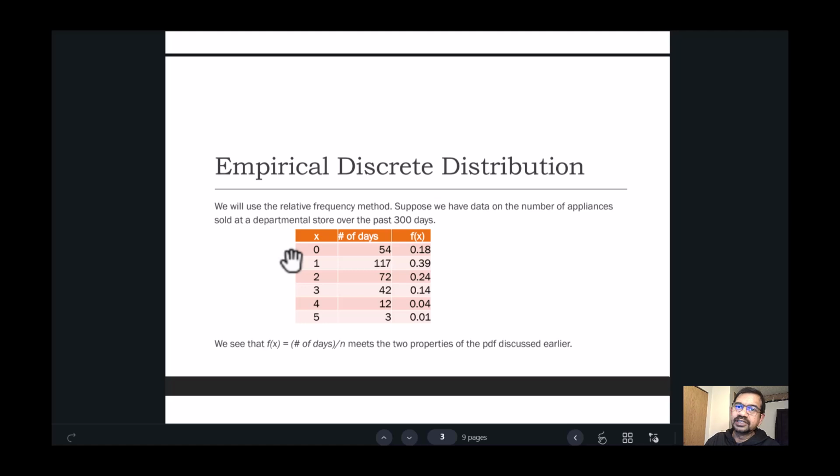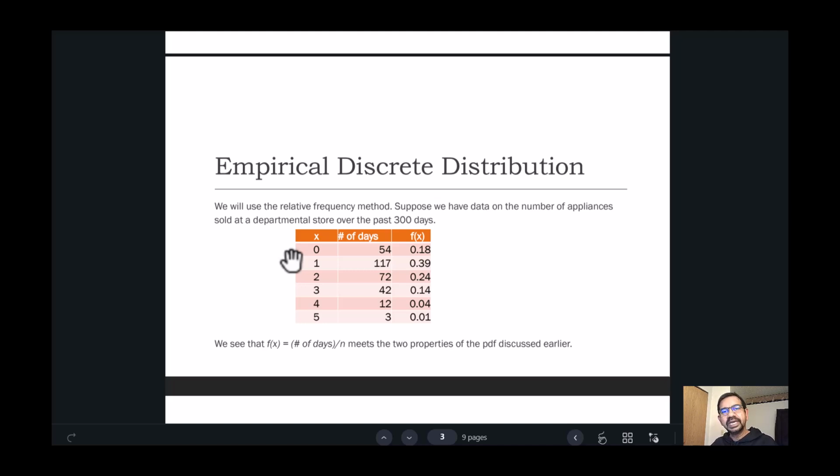So we want to look at the expected appliance sale. The X column is what we're interested in. In classical probability, we would have said that selling one appliance or 2 appliances or 3 appliances has equal probability, like rolling a die, where we said that each face can come up with equal probability. But in empirical cases or real world cases, that may not be true, as we see here.